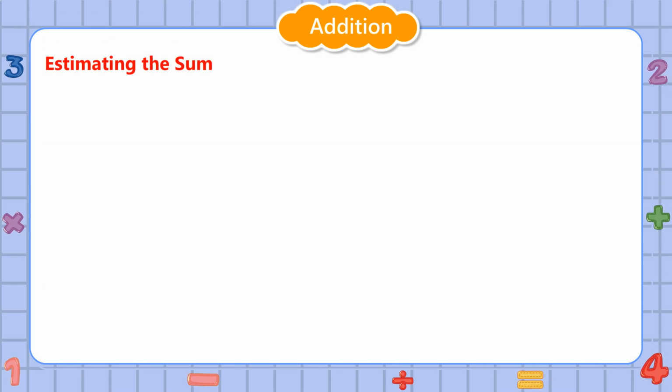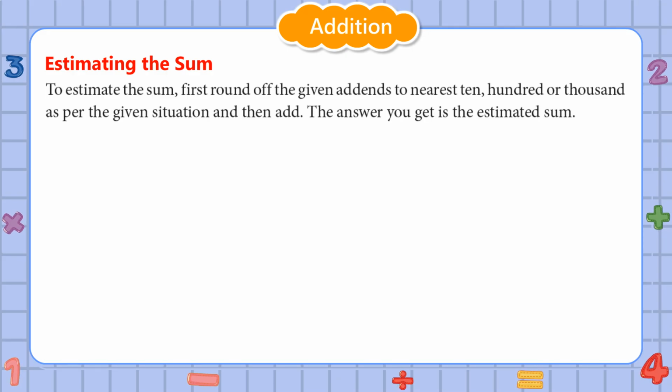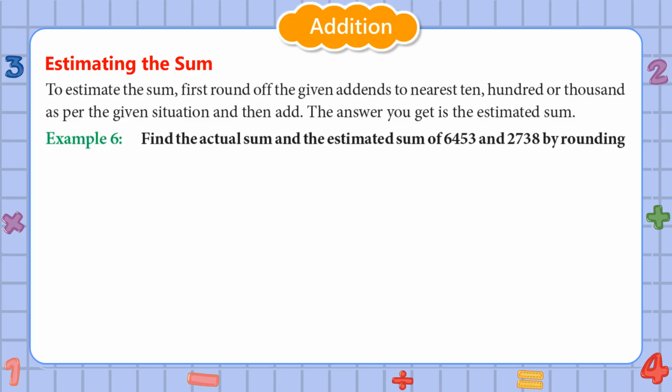Estimating the sum. To estimate the sum, first round off the given addends to nearest 10, 100 or 1000 as per the given situation and then add. The answer you get is the estimated sum. Example 6. Find the actual sum and the estimated sum of 6,453 and 2,738 by rounding off to nearest 10.